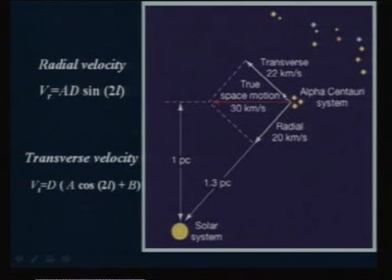And the other component is perpendicular to this. This is called the tangential velocity or the transverse component of velocity. So the space velocity of each star can be broken up into two components, one towards us called the radial velocity, one perpendicular to it called the transverse velocity.